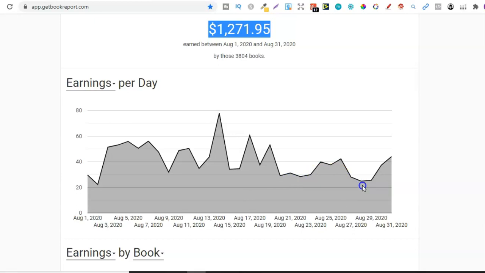Now, I did start to think that this was a KDP reporting issue, but then the more I thought of it, I think it is just naturally slow sales, which will happen from time to time.